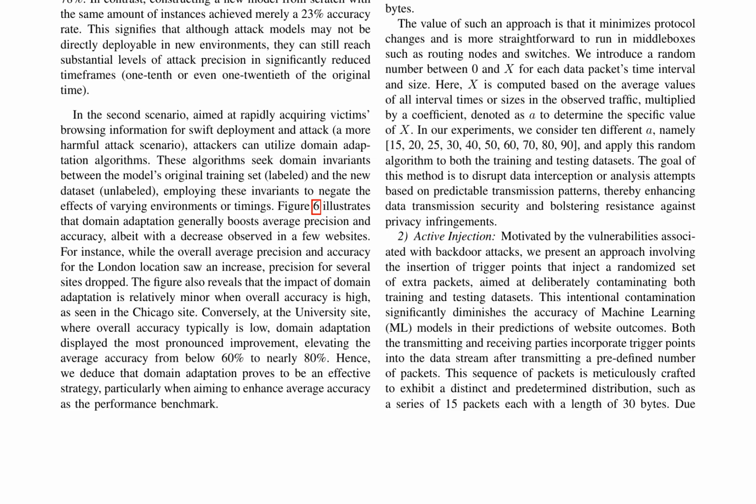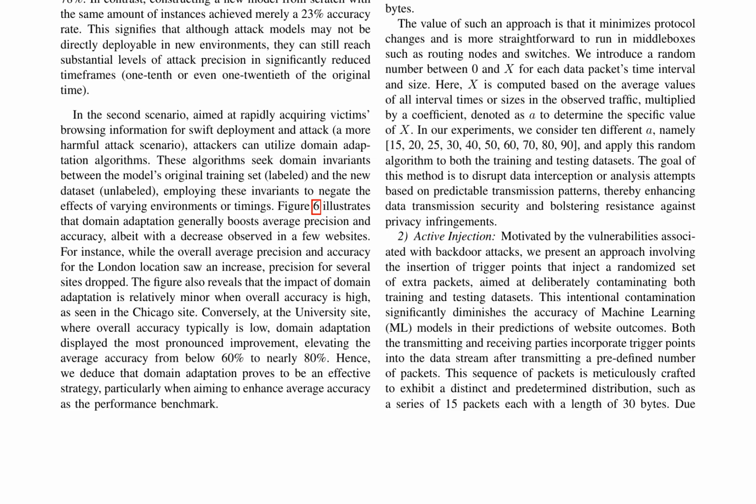To improve privacy protection, the authors proposed two evasion techniques that introduce randomization to contaminate traffic features. Inflation involves adding a randomized extra delay to packet jitter or padding packets with random amounts of bytes, while active injection entails injecting a randomized set of extra packets into the data stream. These techniques aim to disrupt data interception or analysis attempts based on predictable transmission patterns, thereby enhancing data transmission security and bolstering resistance against privacy infringements.